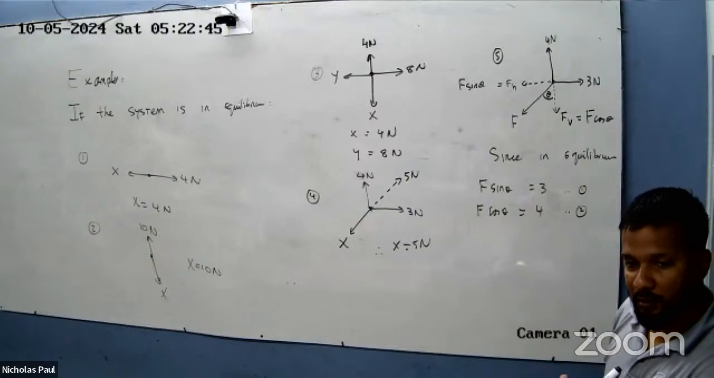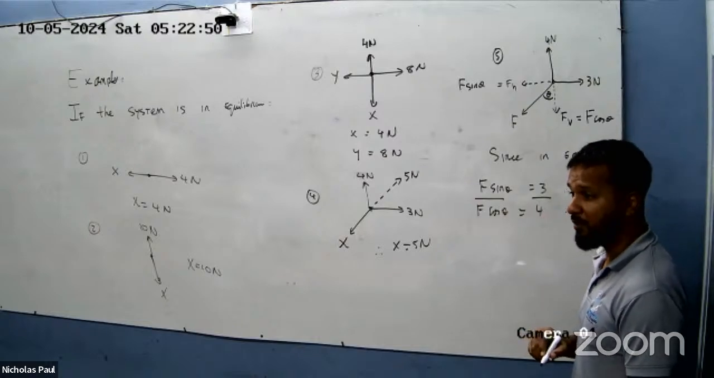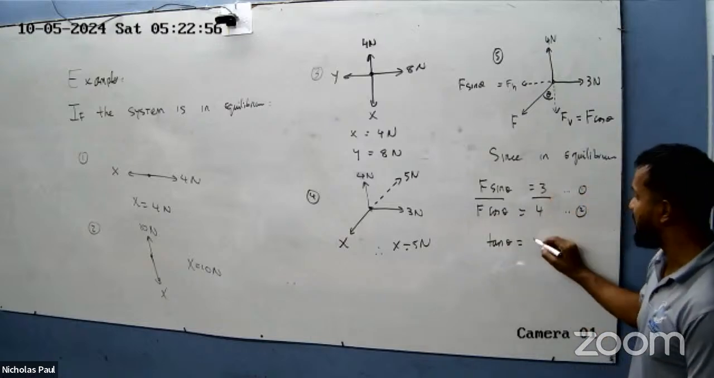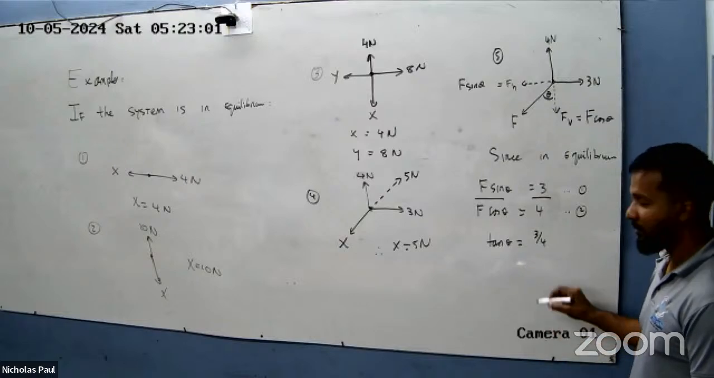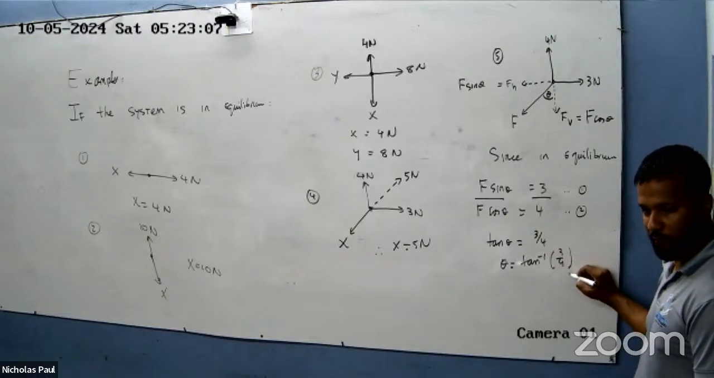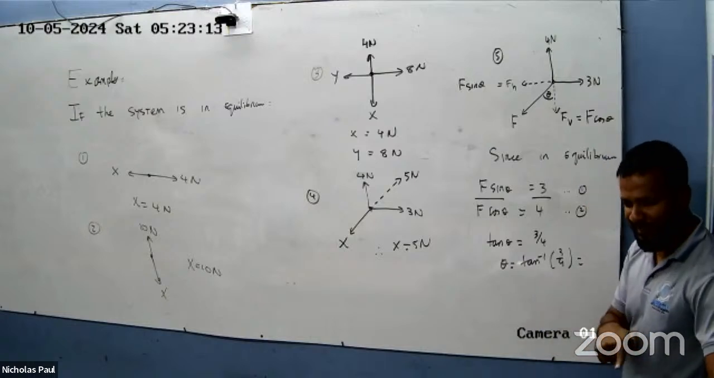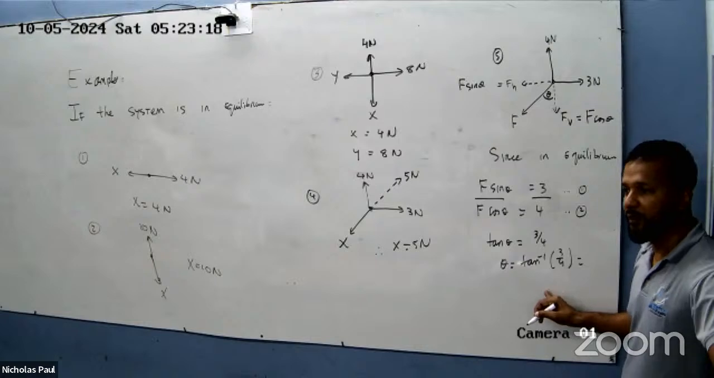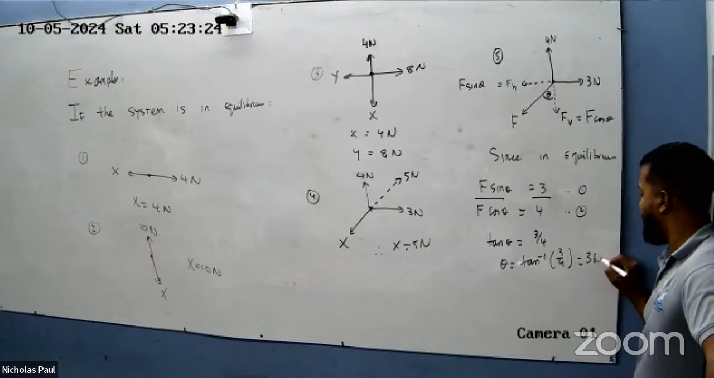Oh. So I can divide here and I can divide here. That's okay? The f will cancel, and I will get tan theta is equal to 3/4. Very easy. So theta is equal to tan inverse 3/4. What's tan inverse 3/4? 36.87.